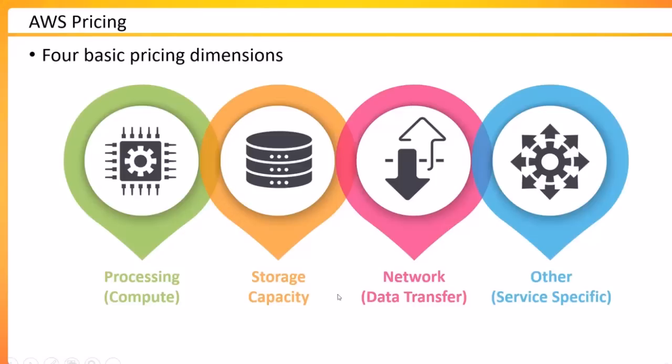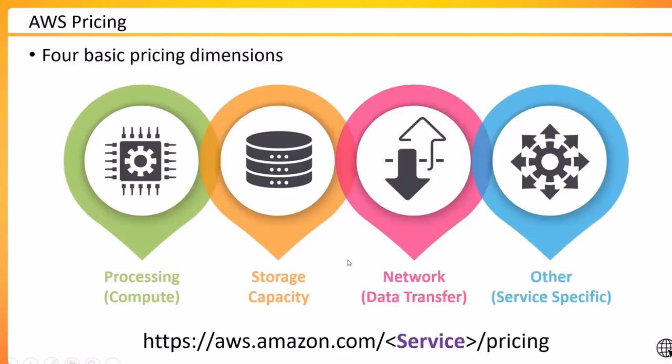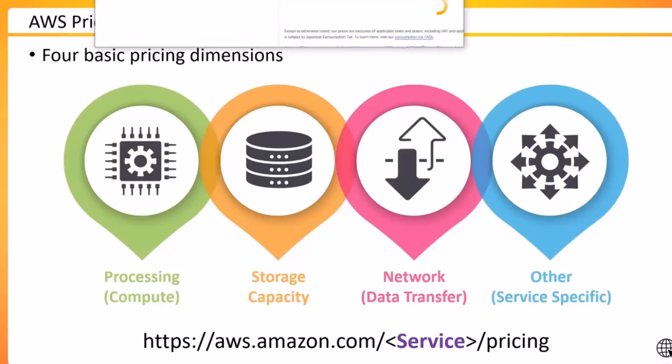Now, AWS has done a good job of keeping all the pricing information available. You can access pricing of an AWS service by going to this URL, https://aws.amazon.com. Replace the service part with the name of the service, and you will get to the pricing page if you put slash pricing at the end. So if you're looking for pricing for Amazon EC2, you would put EC2 here. If you're looking for pricing for S3, you would put S3 here, and it will take you to the pricing page of that specific service. Let's quickly go to one of the pricing pages and see how it looks.